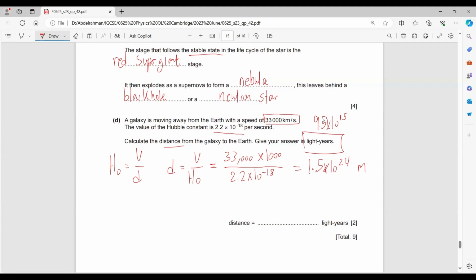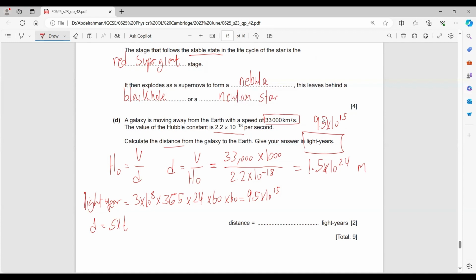How can I calculate a light year? It is a distance, and distance equals speed times time. So the speed of light, 3 times 10 to the power of 8, times the time taken in 1 year, which is 365 days times 24 hours per day times 60 minutes per hour times 60 seconds per minute. This gives you 9.5 times 10 to the power of 15. This is how you can calculate the light year: speed of light times the time in 1 year, but you need to find this time in seconds.